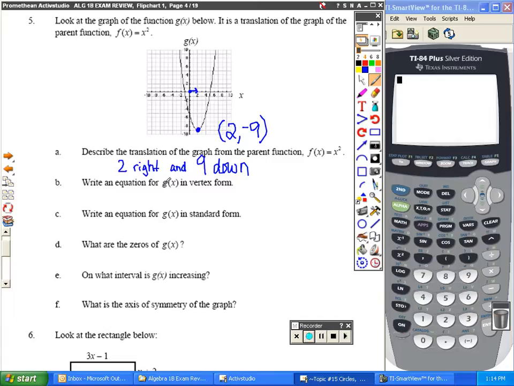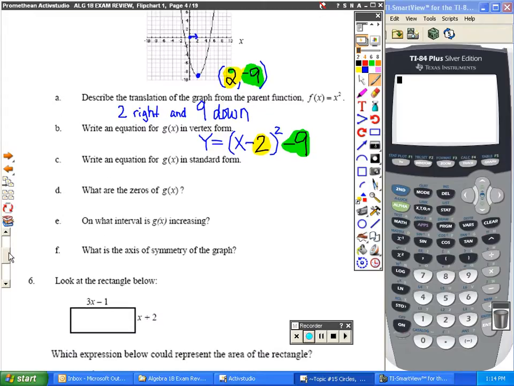So to put this equation into vertex form, you write y equals parentheses x minus the x value of your vertex, squared, and then put the y value of your vertex. Again, here's the x value of your vertex, here's the y. If you can't remember what vertex form is, look at your formula sheet.